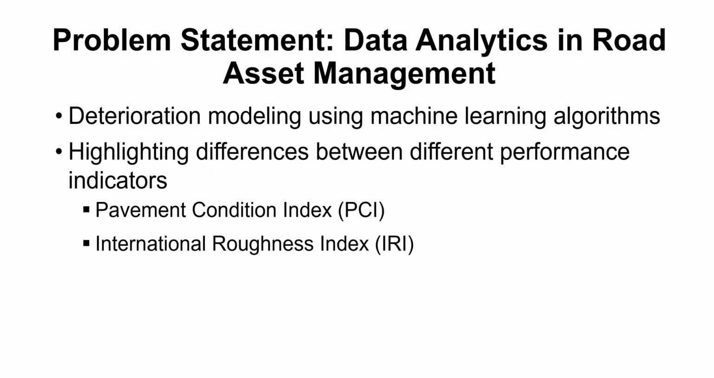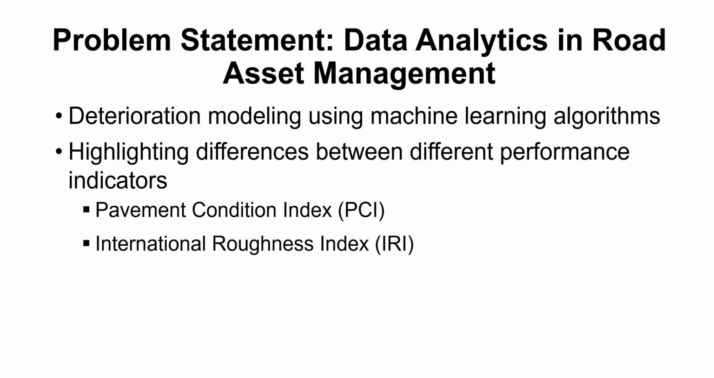The problem that I'll be talking about is the deterioration of roads, and I trained machine learning algorithms to predict their deterioration. I looked into two performance indicators, pavement condition index and international roughness index. The first is known as PCI, the second is known as IRI. I'll be mostly talking about the first one because we learned that around 85% of municipalities in Ontario are using PCI. If you're not familiar with these performance indicators, it's fine.